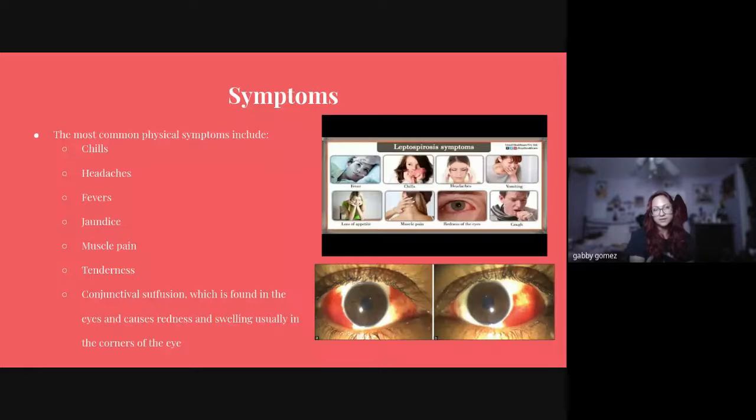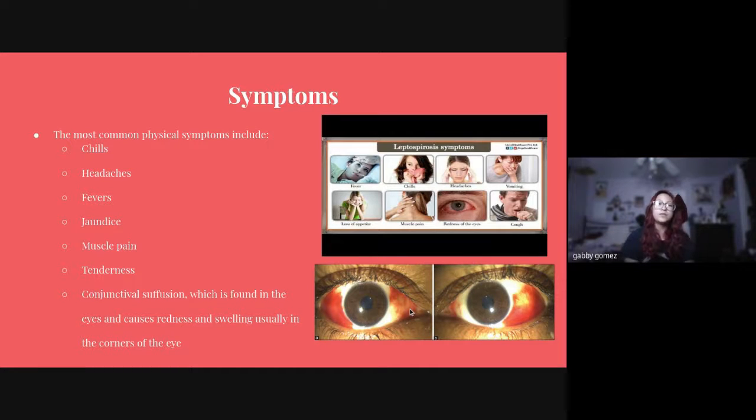The most common physical symptoms include chills, headaches, fevers, jaundice, muscle pain, tenderness, and the most common one that stands out among the rest of them is conjunctival suffusion, which is found in the eyes and causes redness and swelling and a lot of pain and discomfort for most patients. So here's a picture of the suffusion. The bacteria starts to collect in the corners of the eyes and causes a lot of pain for most of them.